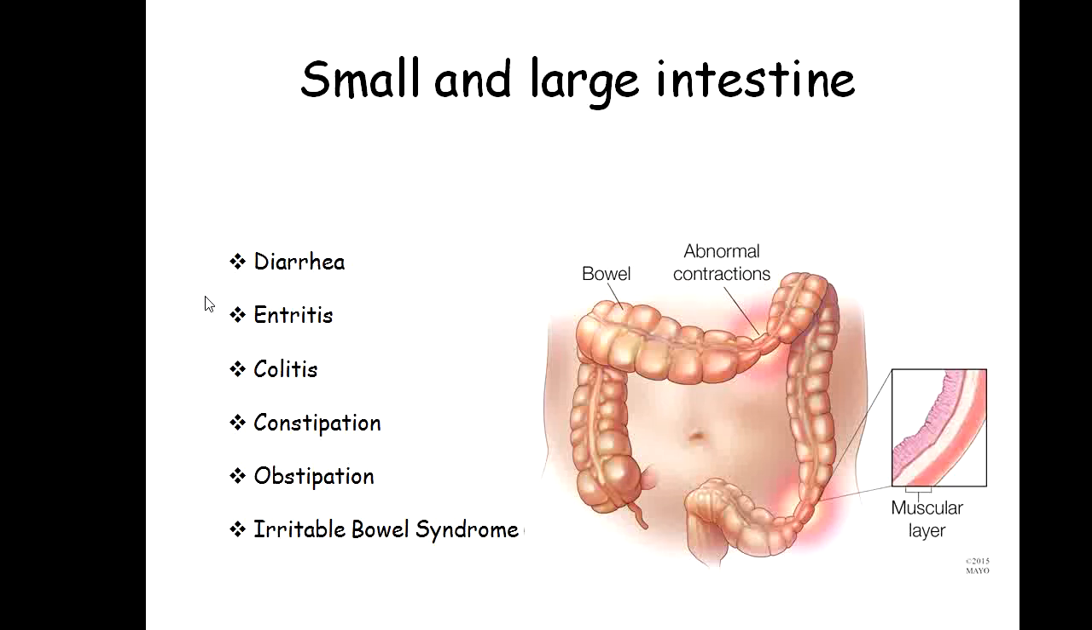The next one is constipation. Constipation is the condition in which hard stool formation takes place. This takes place when the defecation frequency decreases to less than 3 times a week. You know that the normal frequency of defecation should be from 3 times a day to 3 times a week. This represents the normal defecation process.